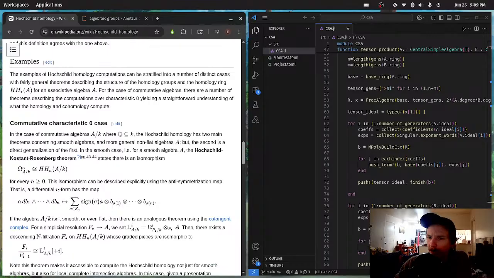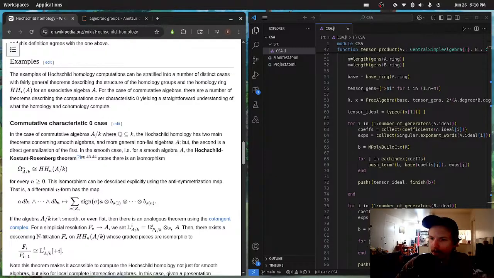The examples of Hochschild homology computations can be stratified into a number of distinct cases with fairly general theorems describing the structure of the homology groups in the homology ring for an associative algebra. For the case of commutative algebras, there are a number of theorems describing the computations over characteristic 0, yielding a straightforward understanding of what the homology and cohomology compute. In the case of commutative algebras, the Hochschild homology has two main theorems concerning smooth algebras and more general non-flat algebras. The second is a direct generalization of the first.